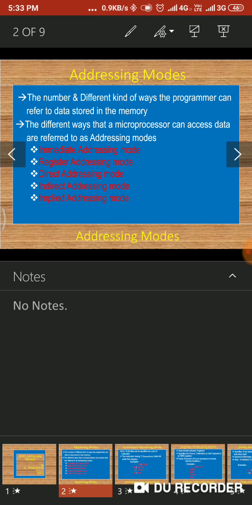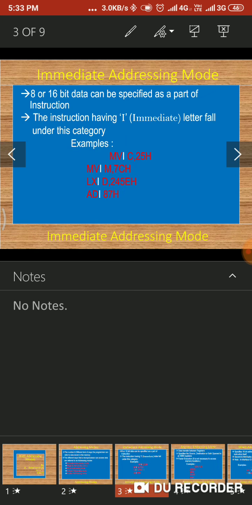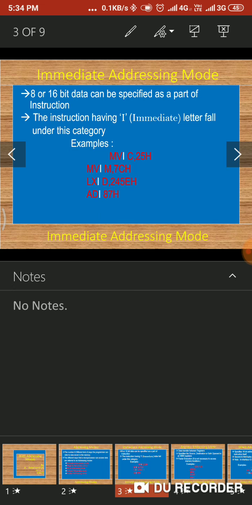Now we are going to see these 5 addressing modes in a detailed manner. First we are entering into the immediate addressing mode. That is, the immediate addressing mode means the data will be specified in the instruction itself. The data may be 8-bit or 16-bit. This 8 or 16-bit data will be specified in the instruction itself, and we can easily identify the instruction as an immediate addressing mode by seeing the letter I in the instruction.